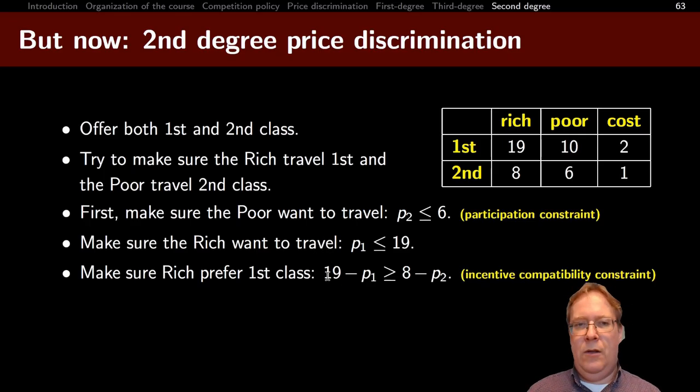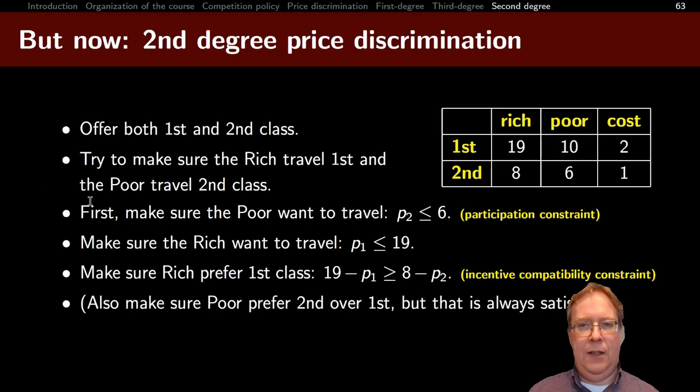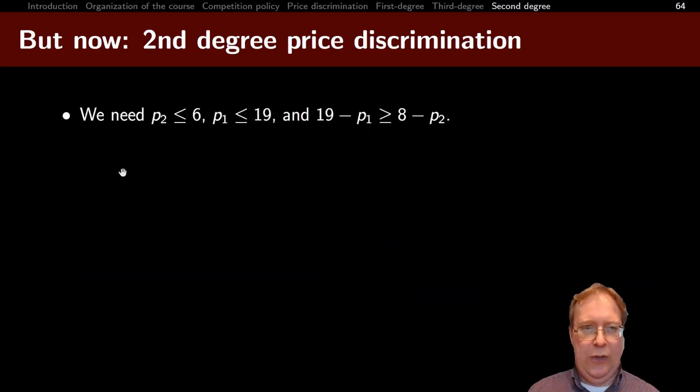Anyway, to make sure that the rich prefer first class, I have to make sure that this is true. This is my incentive compatibility constraint. I also have to make sure that the poor prefer second over first, but that is always satisfied, so let me ignore that. Okay, so these are my conditions.